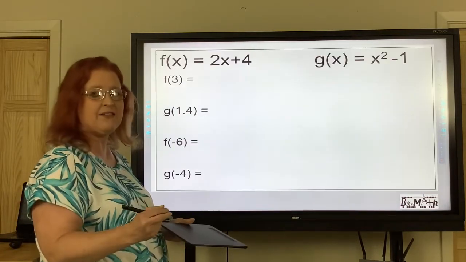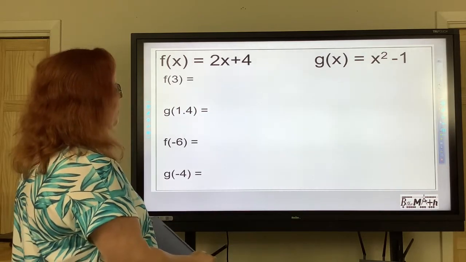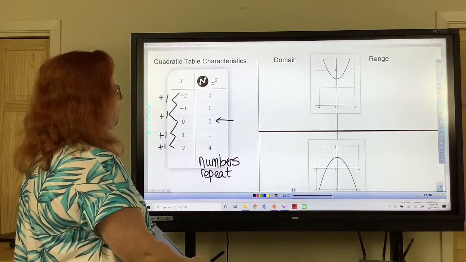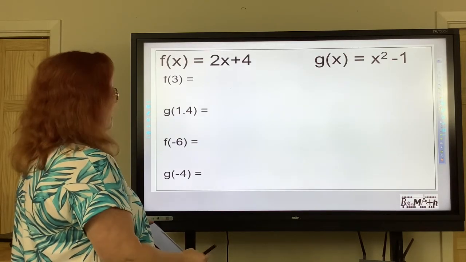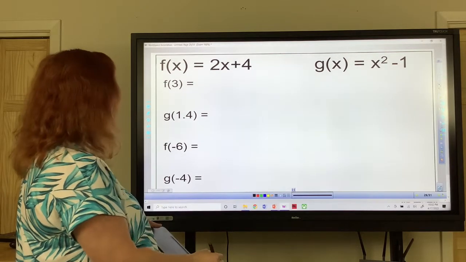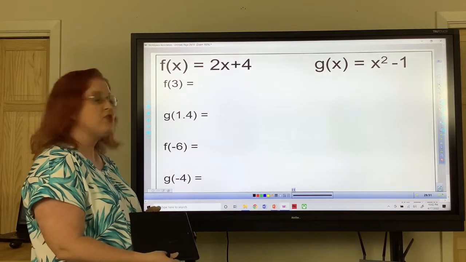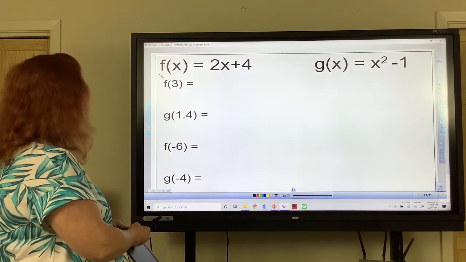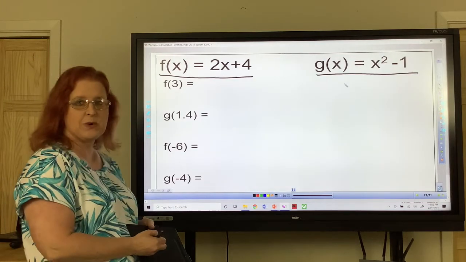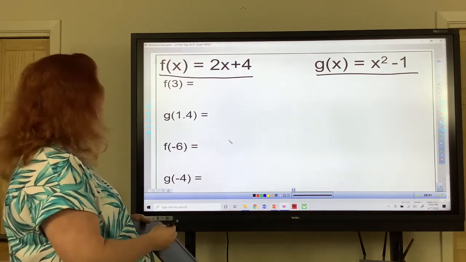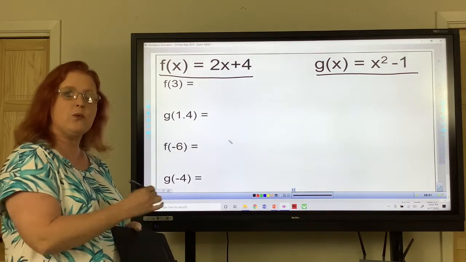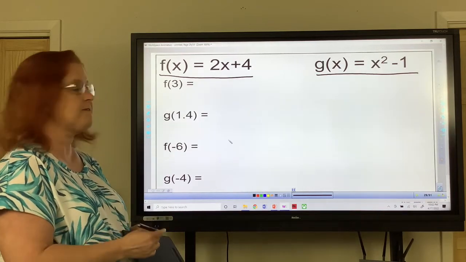Now, how do we use this? Okay, so we have two functions going on up here: f of x equals 2x plus 4 and g of x equals x squared minus 1. So what we are going to use is our function notation and see which function we use and what we replace our x value with.